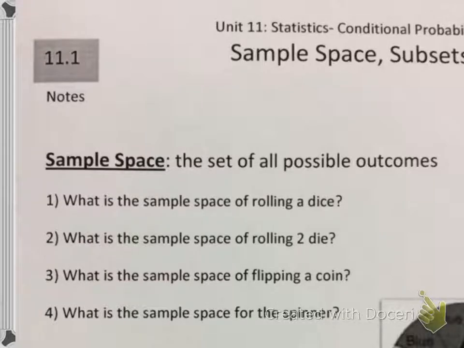This is Note-Taking Guide 11.1 for Math 2. We're going to start talking about some simple probabilities today. So we're going to start with sample space, subsets, and then move on to outcomes.